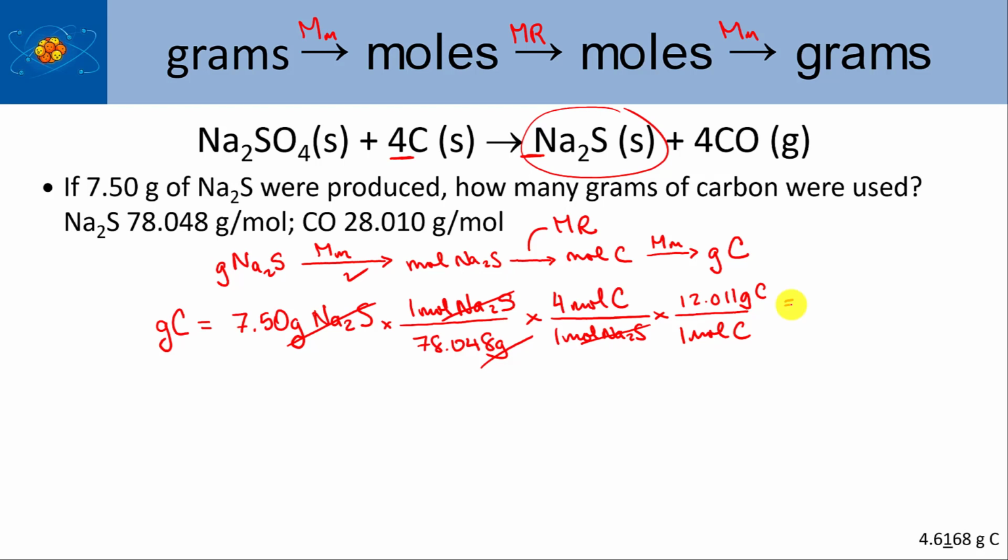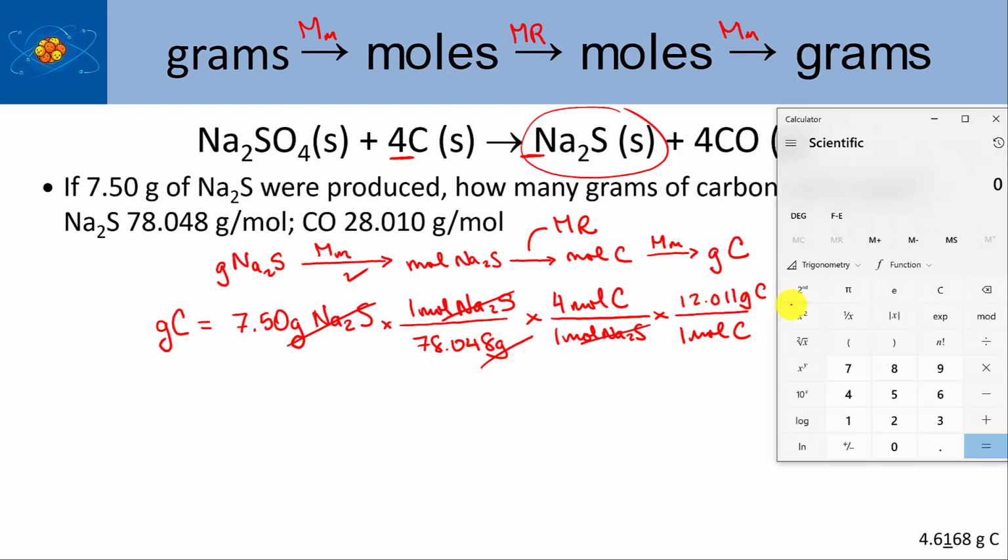Okay, so let's go ahead and I'm going to pull up a calculator and do the calculation. So 7.50 divided by 78.048, then times 4, and then times 12.011. And you notice how I didn't just do everything at the top and then divide by everything at the bottom. Step by step, I just knocked it off from left to right. It's much easier to do it and not make mistakes.